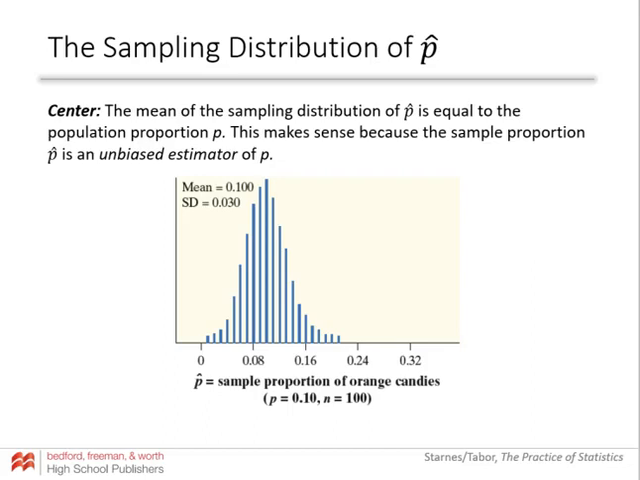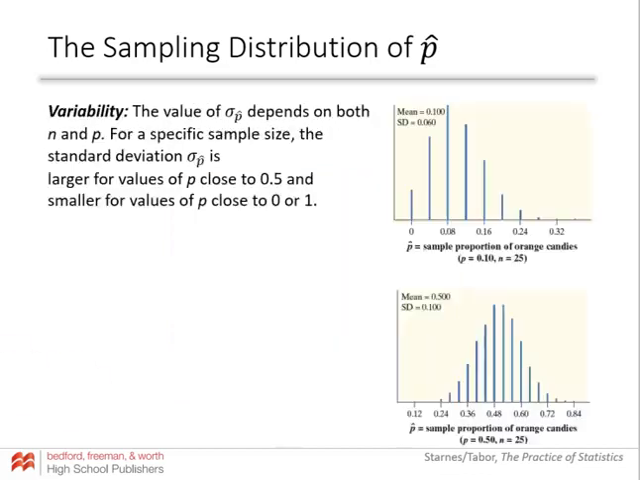For center, the mean of the sampling distribution is equal to the population proportion, because P hat, the sample proportion, is an unbiased estimator. So whatever the proportion is for the population, that is also the mean of our sampling distribution.